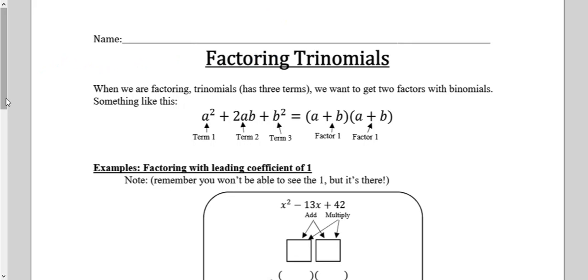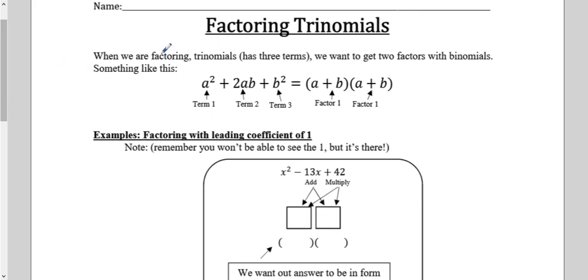Alright class, so this lesson is about factoring trinomials. Trinomials are polynomials that have three terms. Okay, remember, I guess I didn't talk about what a polynomial is. Well, when we're factoring trinomials, we want to get two factors with binomials.